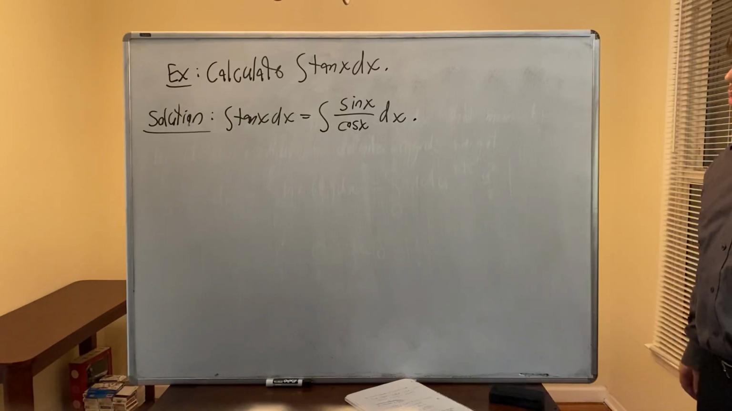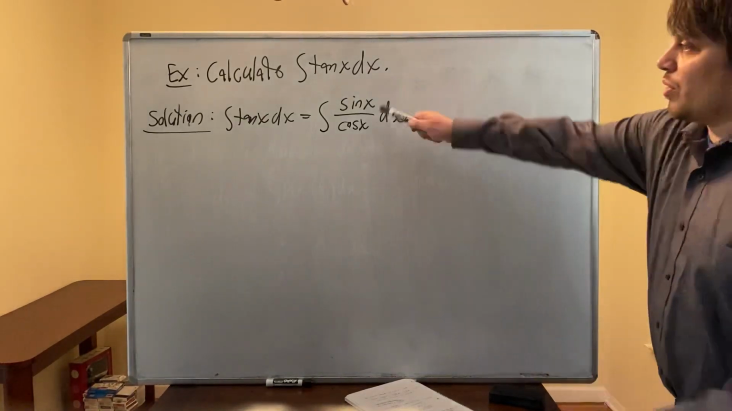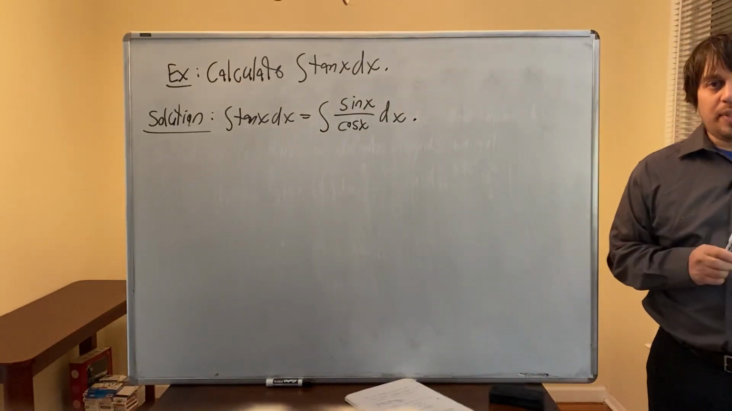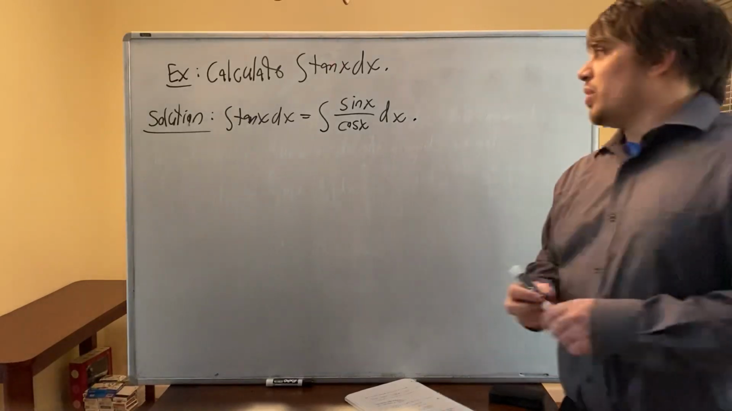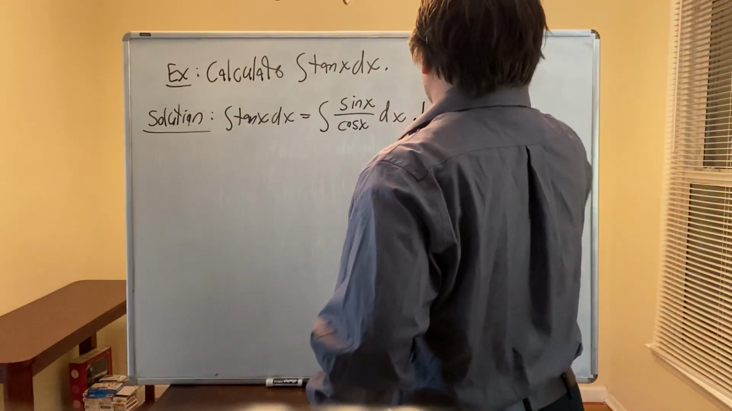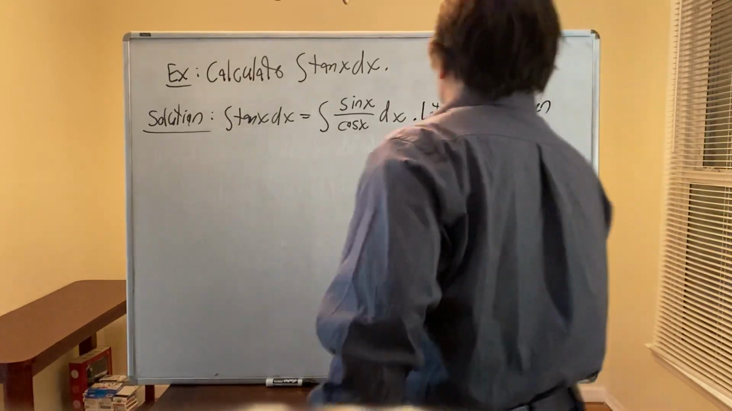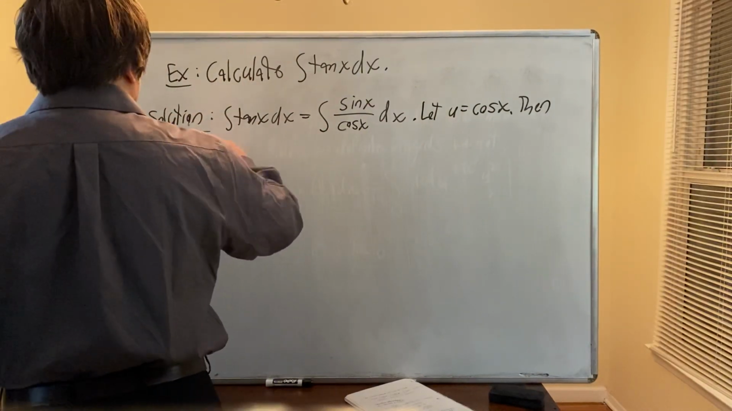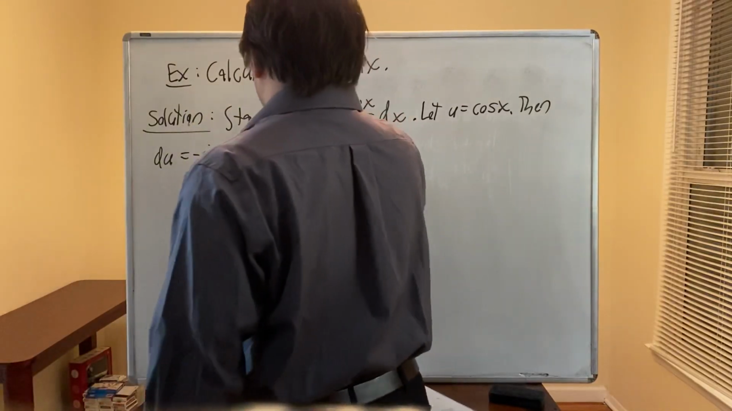And so we need to decide what we're going to let u be equal to. And so let's let u equal the weirdest thing in that integrand, right? It's sine x over cosine x. So what's weirder, a sine x in the numerator or cosine x in the denominator? Let's say cosine x in the denominator is weirder. So let u equal cosine x. Then du is equal to the derivative of cosine x, which is negative sine x dx.